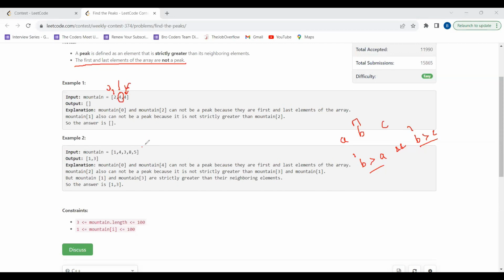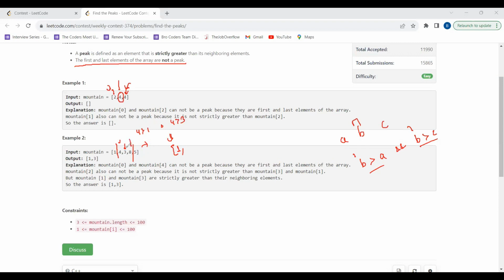Now coming to the next example, we'll leave the first and last elements for the peak consideration, as it is already given that the first and last elements of the array are not peak elements. Okay, so here we'll go from 4. 4 is greater than 1 and 4 is greater than 3 also. So we'll take in the index of 4, which is 1. Now we'll go to 3. Both the elements to the left and right of 3 are greater than 3, so we can't take its index.